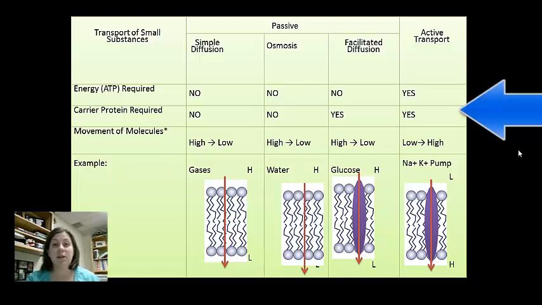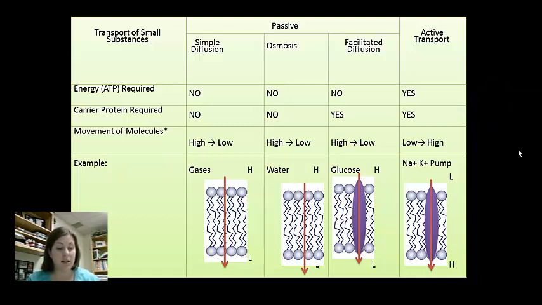For active transport, guys, they do utilize ATP. Also, a protein's needed, and they go opposite. They move from low to high. So pay close attention to these pictures for your exam as you're studying these.